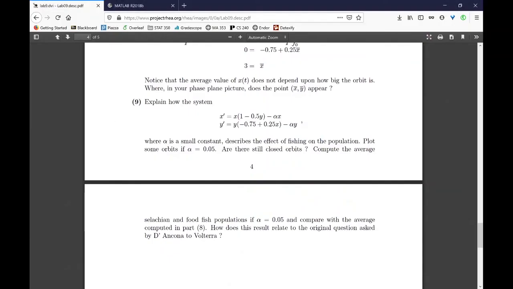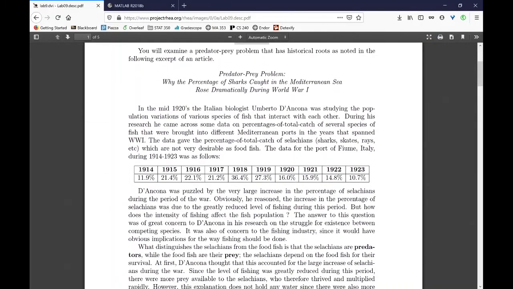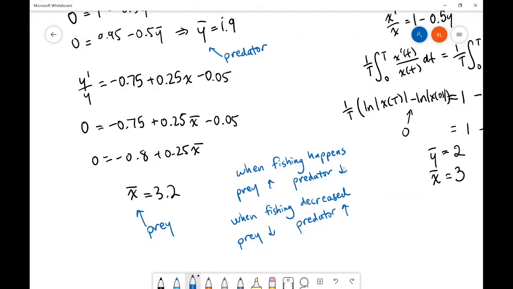So if we look at our data up here, when there's a decrease in fishing, the percentage of cetaceans increased. And our mathematical model is now able to prove this. And that should be it for Lab 9.